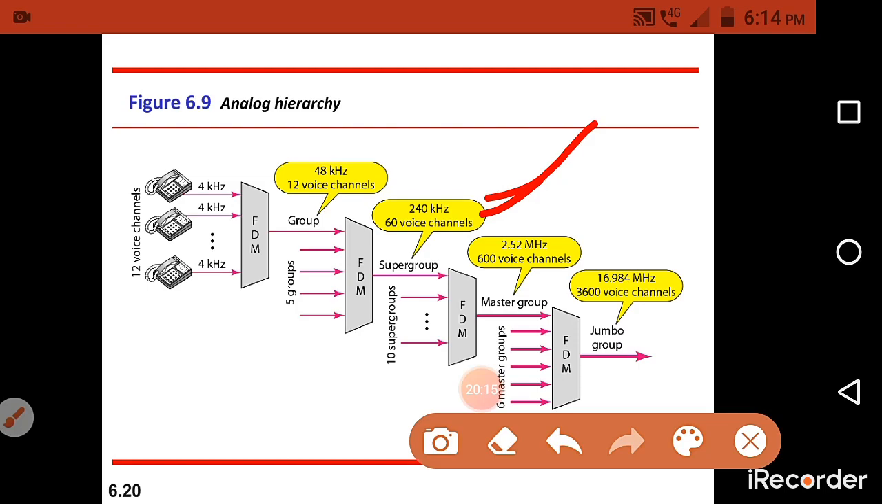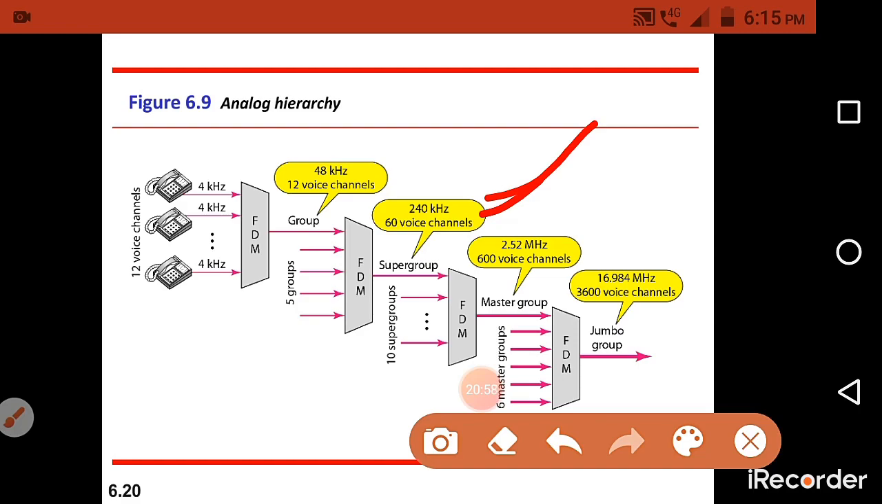Again there are 10 supergroups, and they will be input to the next FDM, frequency division multiplexing. Each supergroup has 240 kilohertz and contains 60 voice channels, okay. Then again we input them to the FDM, and we will get the master group, okay. Each supergroup has a 240 kilohertz bandwidth, and there are 10 of them, so 240 into 10 gives 2400 kilohertz, which we can represent in megahertz as 2.40, okay.